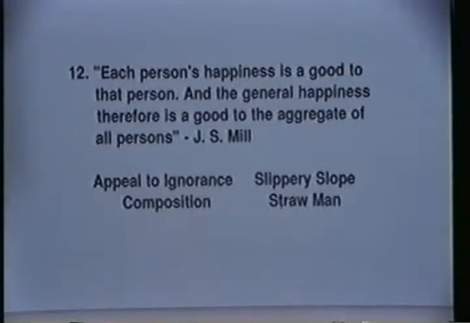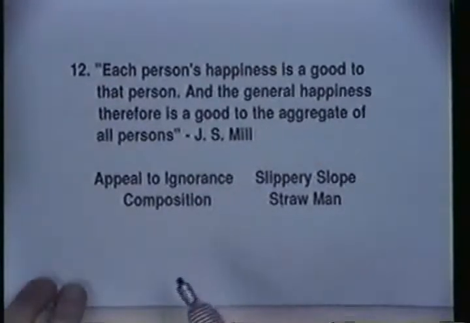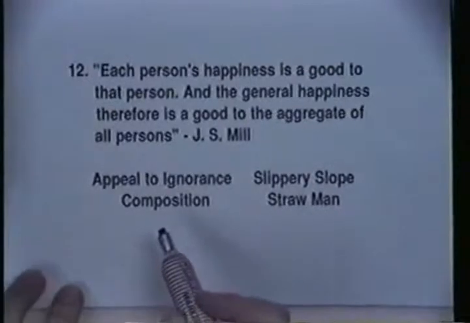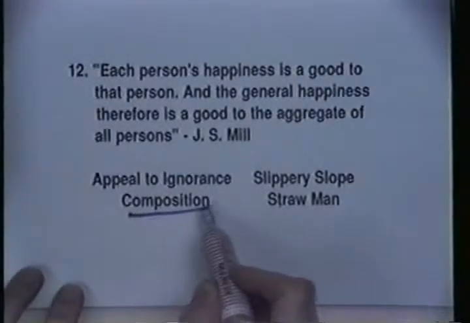And our last one, number 12: each person's happiness is a good to that person. And the general happiness, therefore, is a good to the aggregate of all persons. This is a very famous fallacy by John Stuart Mill. He didn't mean to commit this fallacy, but philosophers have since him claimed that it is the fallacy of composition.